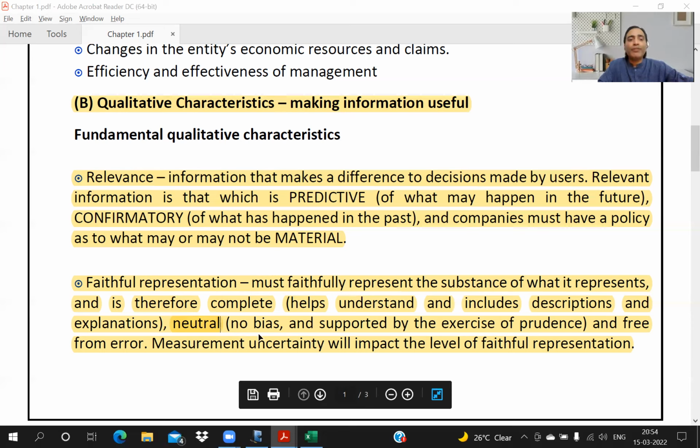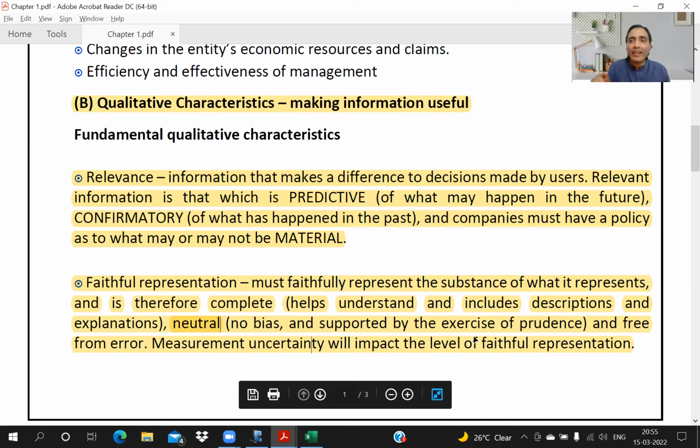And finally, they should be free from error. Your financial statements should not have big errors, major errors, material errors. And if there are, then there is no faithful representation there. Measurement uncertainty will impact the level of faithful representation. Please remember this last sentence, very important. Measurement uncertainty will impact the level of faithful representation.